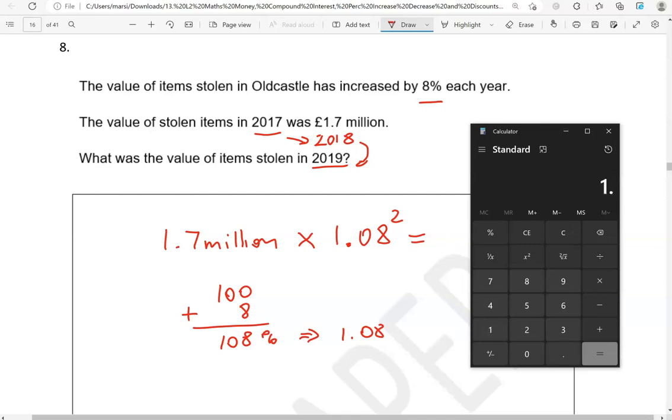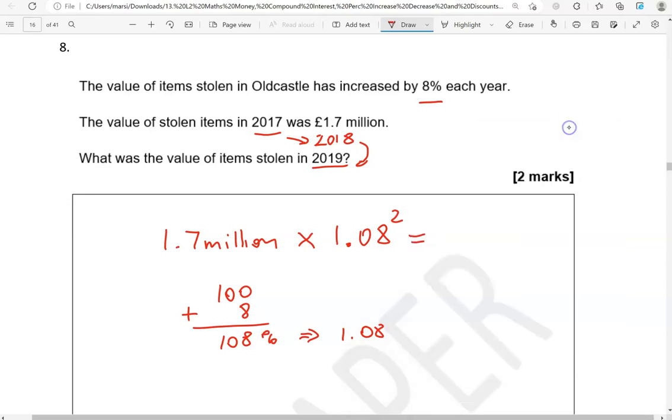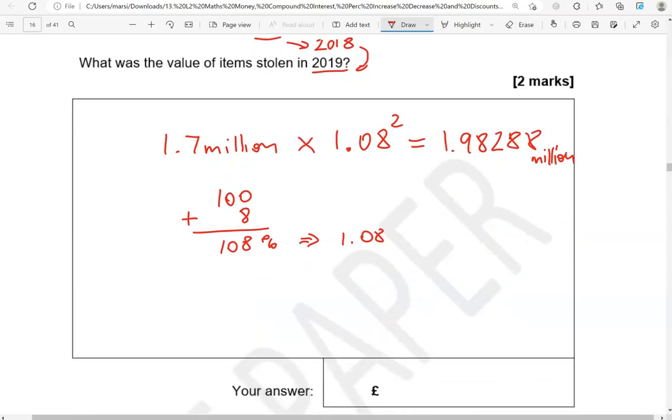The last one, 1.7 times 1.08 times 1.08 gives us 1.98288. That is a million. We shouldn't forget that.